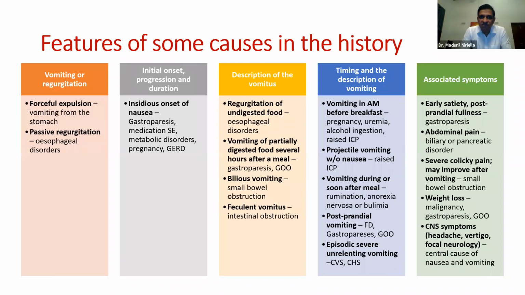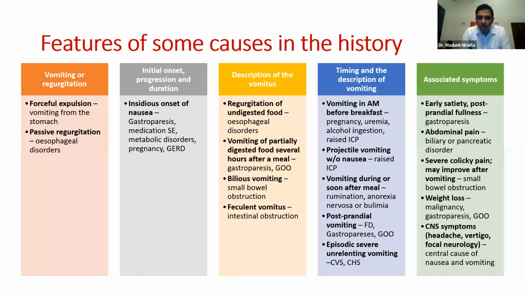And here are some features that would suggest a specific cause in the history. We should differentiate vomiting from regurgitation. Forceful expulsion suggests vomiting from the stomach. Passive regurgitation suggests esophageal disorders. And the initial onset, progression, and duration of the disease is also important, because insidious onset of nausea is suggestive of gastroparesis, medication side effects, metabolic disorders, pregnancy, or reflux disease.